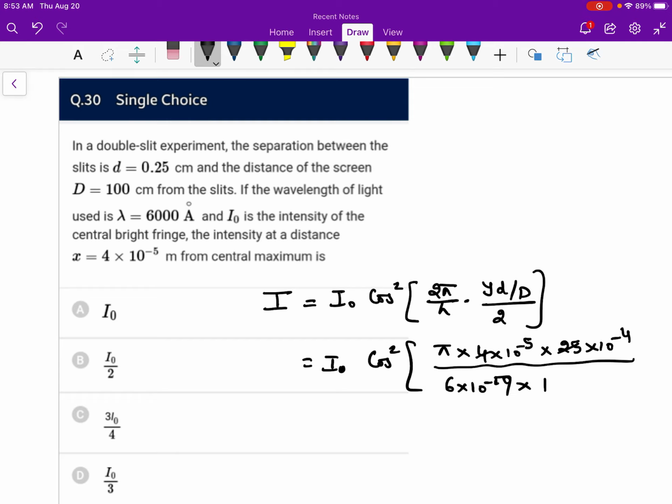So 4 into 25 is 100, 100 into 10 to the power minus 9, divided by 6 into 10 to the power minus 7. So this is pi by 6, which is cos square pi by 6, that is 3 by 4. So 3 I naught by 4. So C is the correct option.